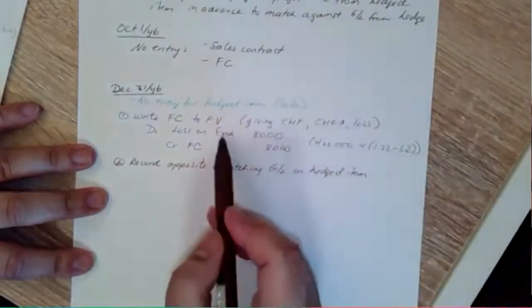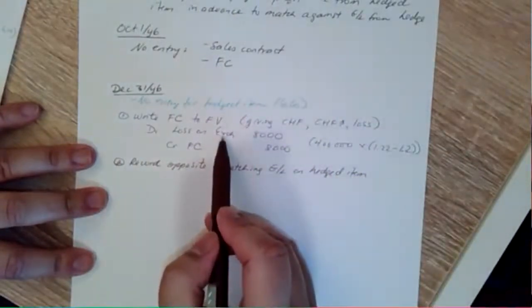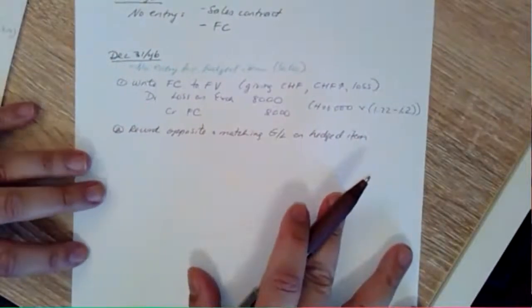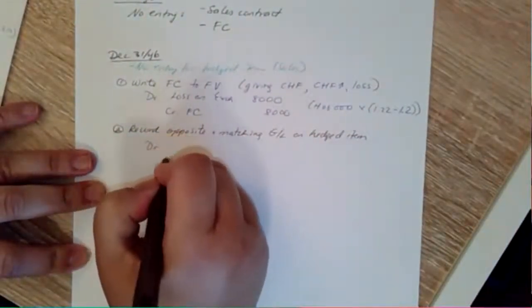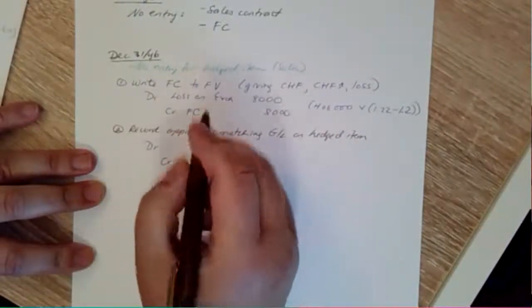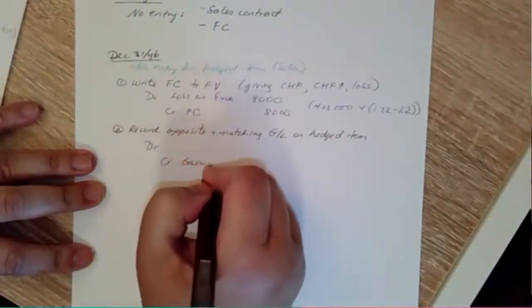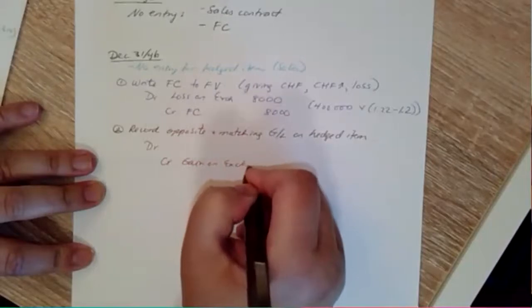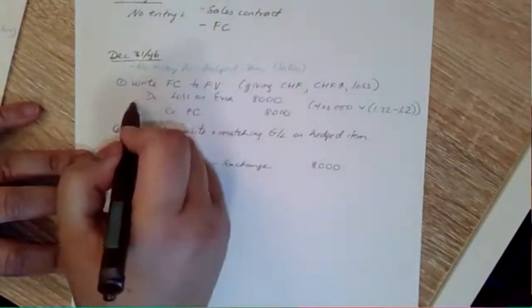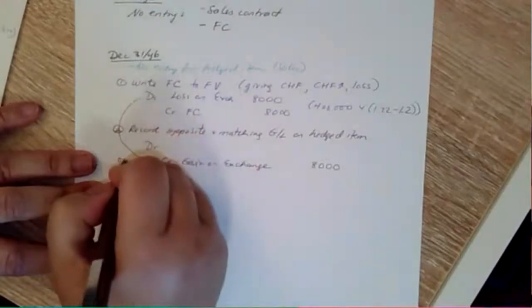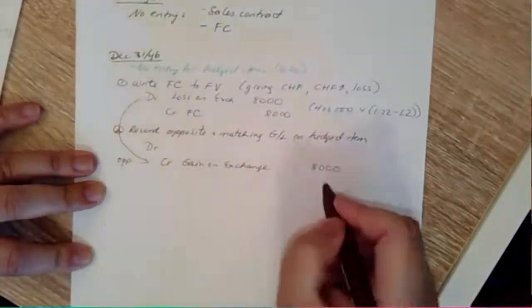So they had a loss here. We're assuming it's perfectly hedged, and we're going to record a gain. So we're going to credit gain on exchange for 8,000. Notice it's the opposite, but it's the same dollar value.